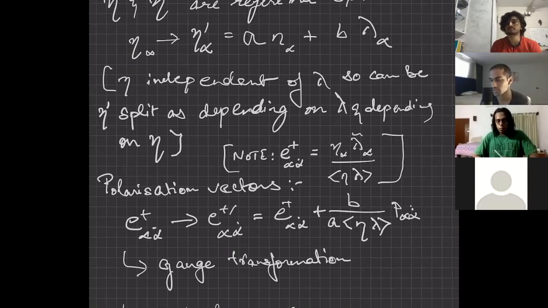So let me put it another way. Particle states are unitary irreducible representations of the Poincare group, right? And in particular, they're representations of the little group, right?